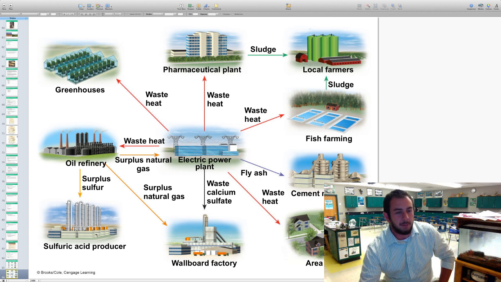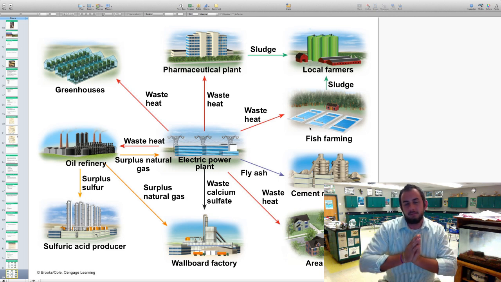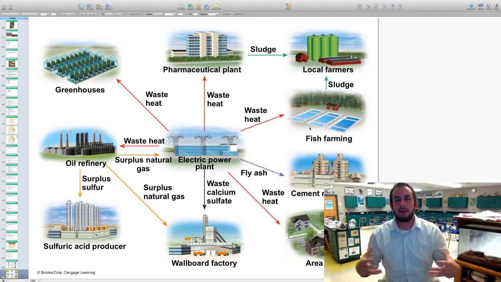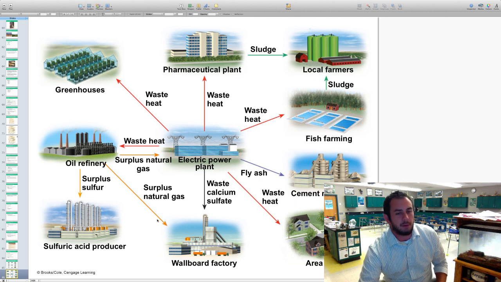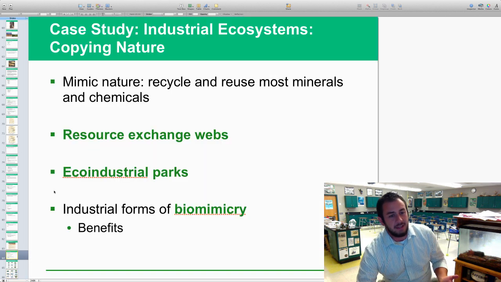And the same thing goes here. We have our oil refinery. There's sulfur surplus that can go to the sulfuric acid producer. There's surplus natural gas that goes to the wallboard factory to supply energy. There are so many things where you can take the waste from one, or the things that you're not using, and use them for something else. That's the key point in biomimicry, and also in these eco-industrial parks.